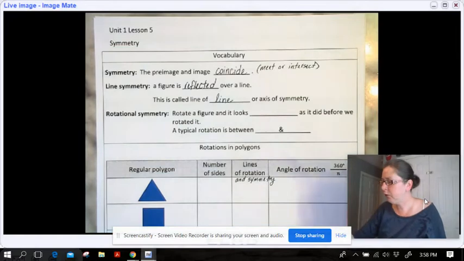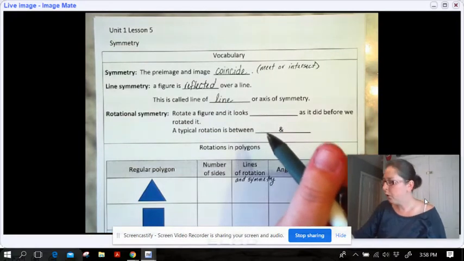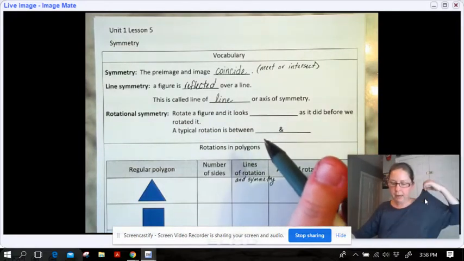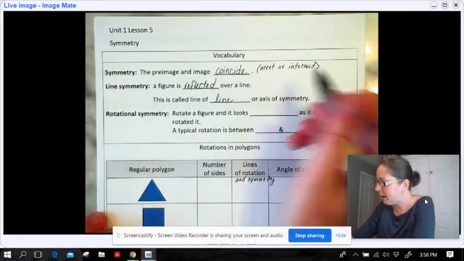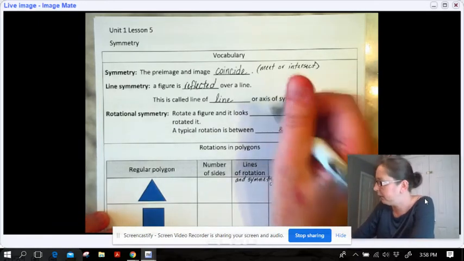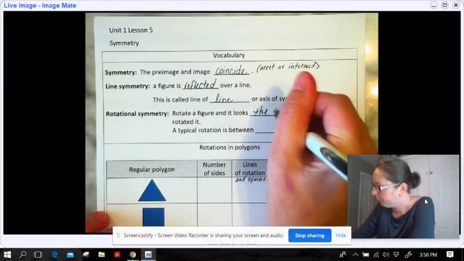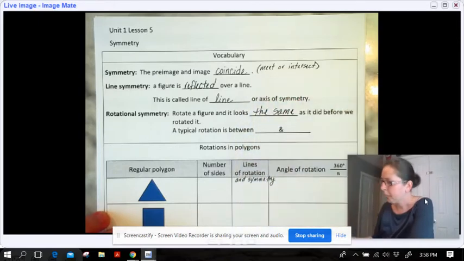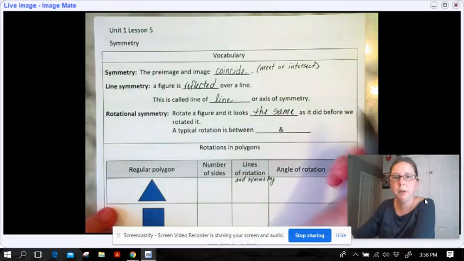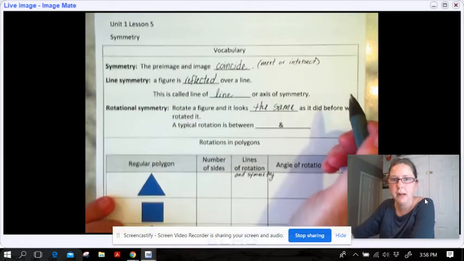And then rotational symmetry is when you rotate a figure and it looks the same as it did before we rotated it. A typical rotation is going to be between 0 and 180 degrees.